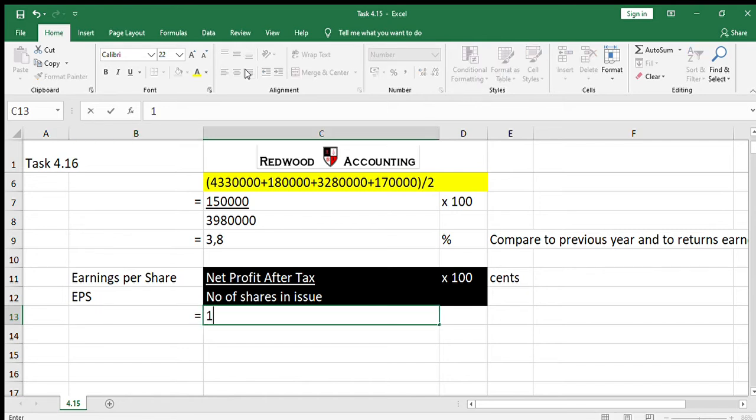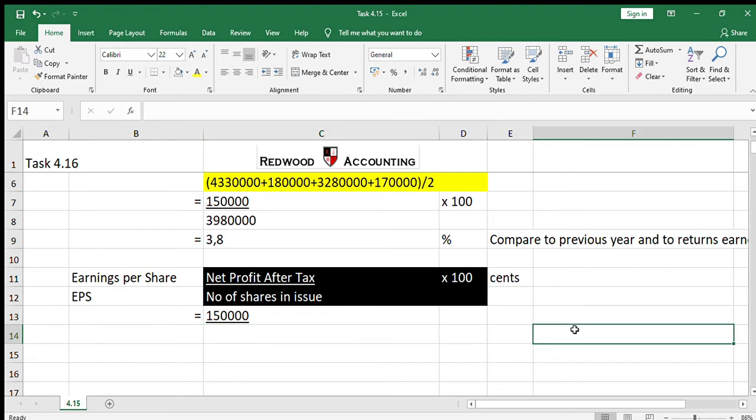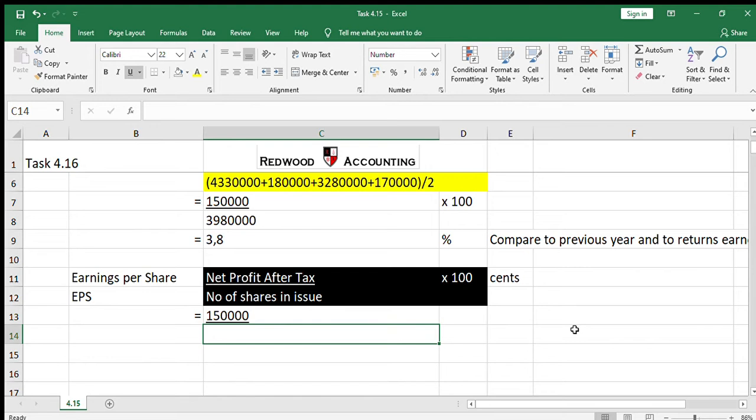So net profit after tax, the same net profit after tax we had, 150,000. And the number of shares in issue. Now you don't have to worry about the beginning of year or any additional shares or repurchase of shares. We only care about how many shares were in issue at the end of the year. So it says here that there were 1.5 million ordinary shares issued on 31st August 20.3. That was the beginning of the year. And then it says that the issue of 500,000 new shares was made on the first day of the 20.4 accounting period. So our number of shares in issue will be the number of shares that they had, 1.5 million, plus a new issue of 500,000. So it's going to be 2 million.